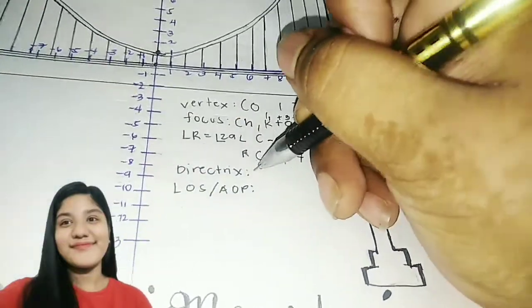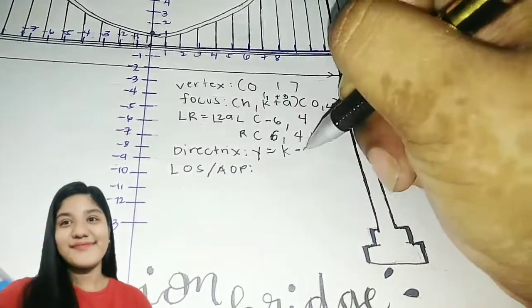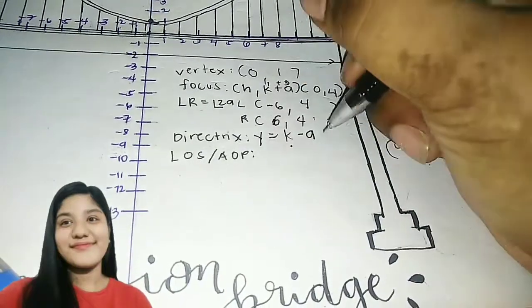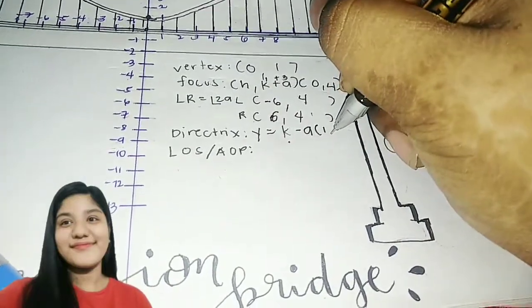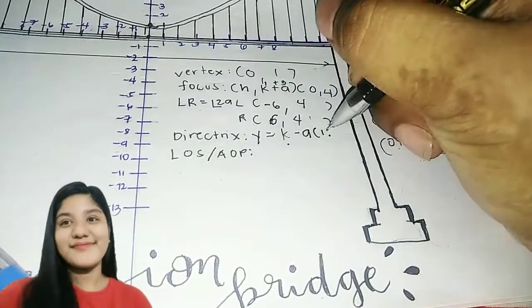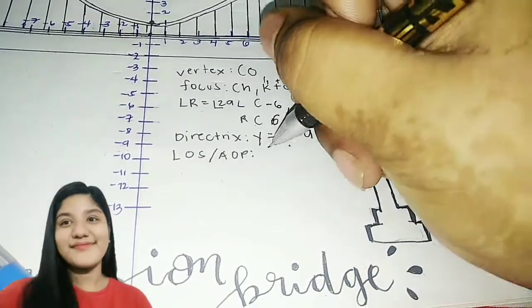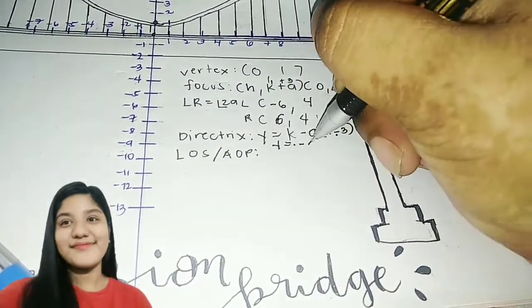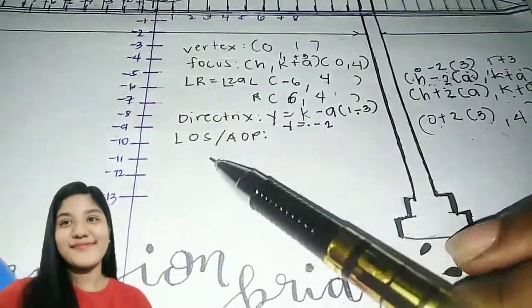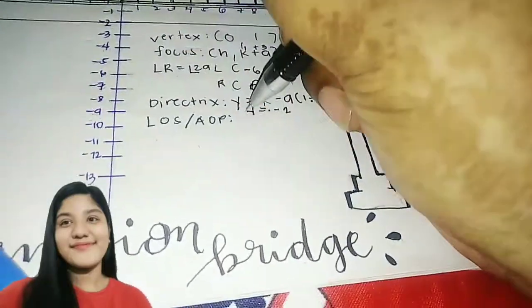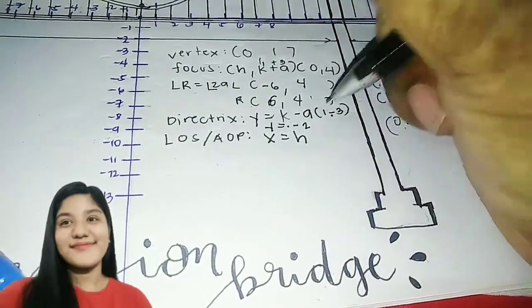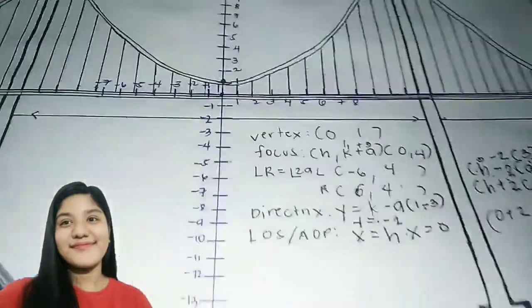So ang ating directrix is y is equals to k minus a, in which ang ating k ay 1, and ang ating a is 3, so minus 3. So ang ating y is equals to negative 2. And ang ating line of symmetry or axis of parabola is x is equals to h. So ang ating h is 0. So x is at the origin.